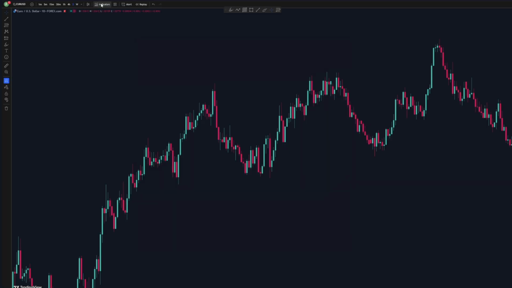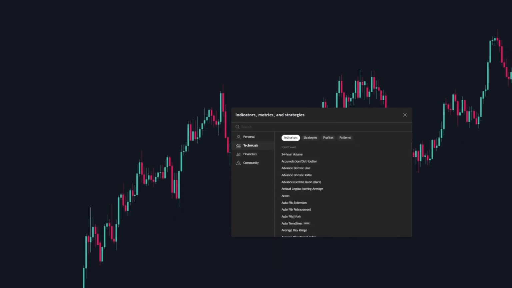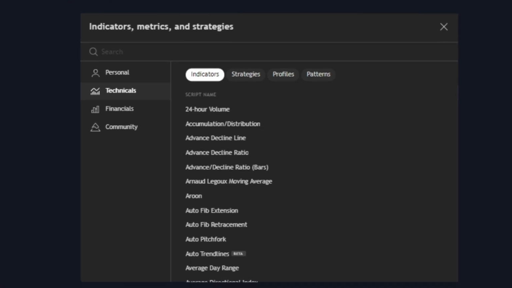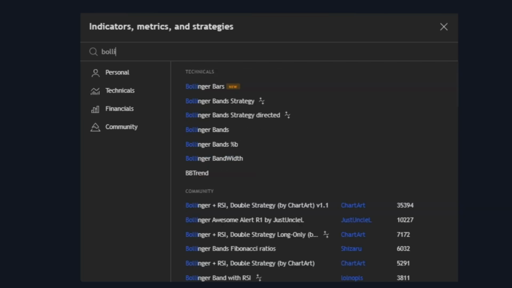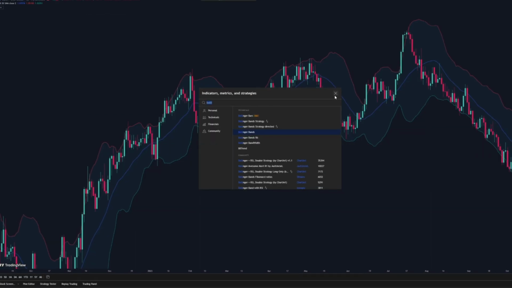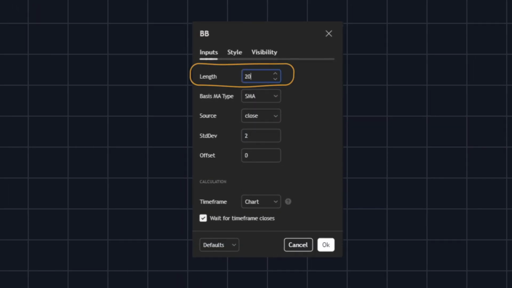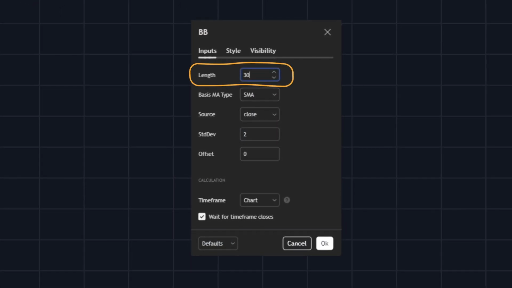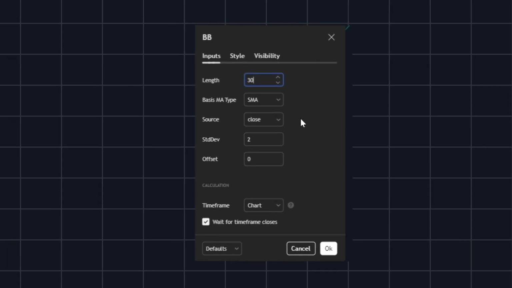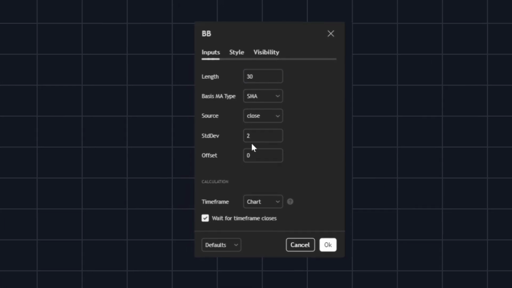Open TradingView and click on the Indicators tab at the top. In the search bar, type Bollinger Bands and select it from the list. Once it appears on your chart, click the Settings icon. First, change the length from 20 to 30. This adjusts how many candles the moving average calculates, making it more reliable for this strategy.